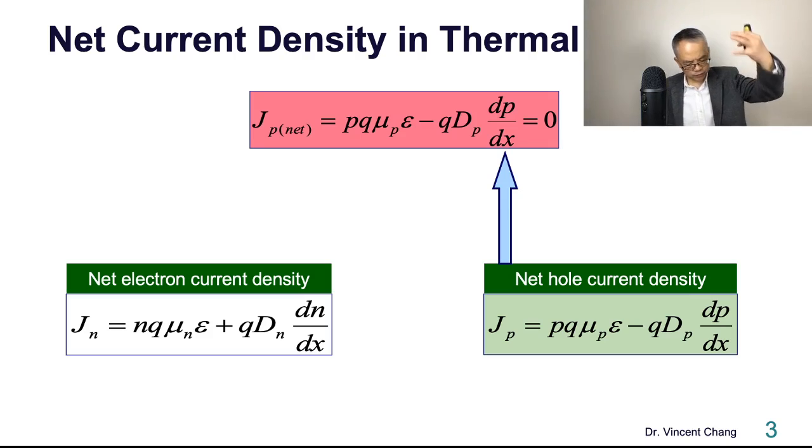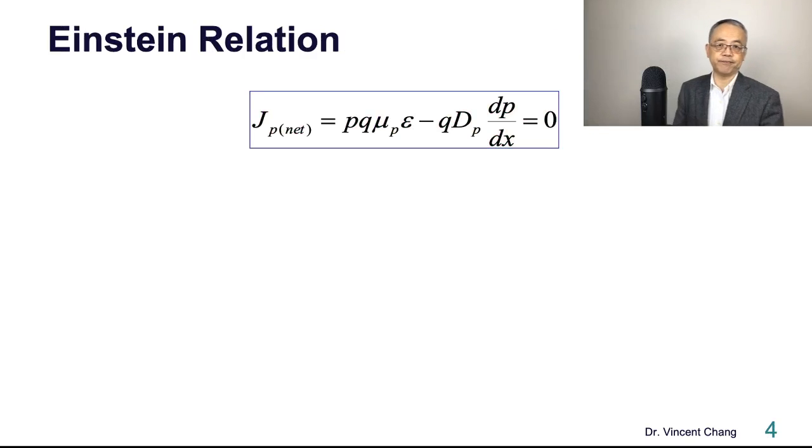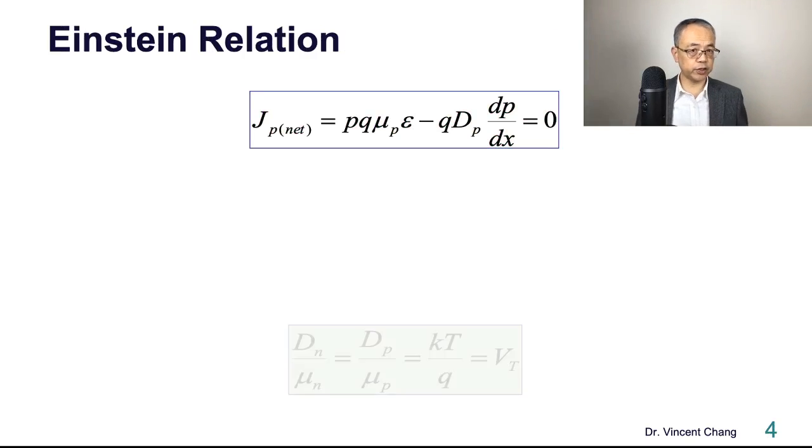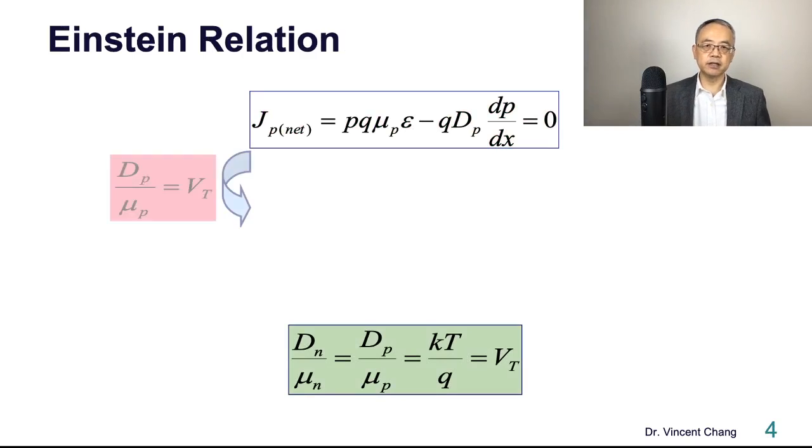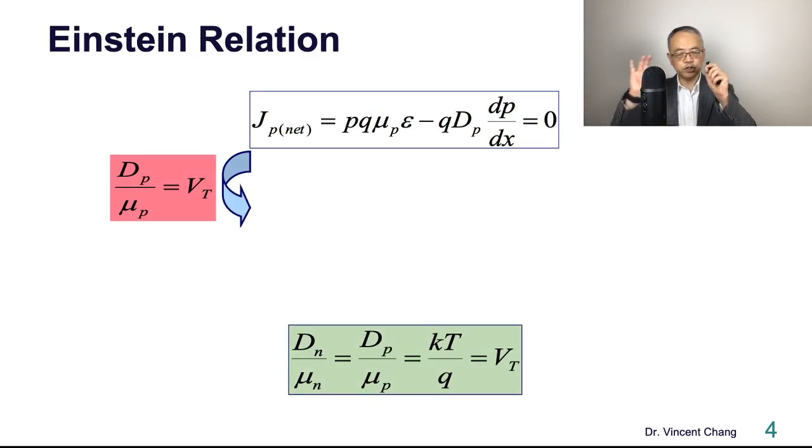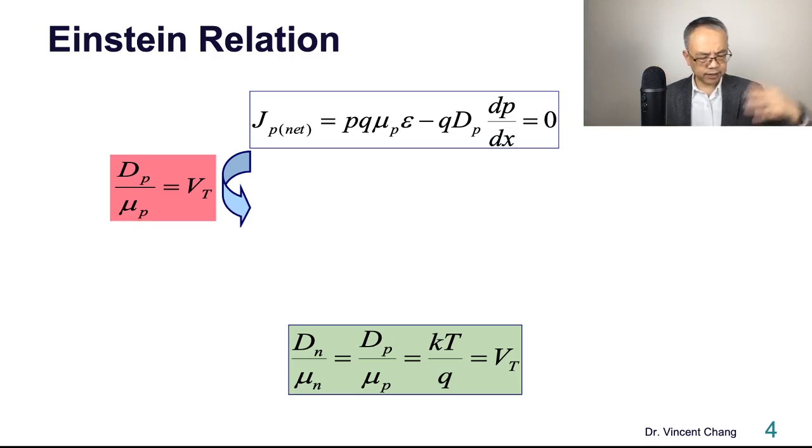The diffusion is caused by concentration differences, or the concentration gradient. So when net current is zero, then we can find out the relationship. We can solve the electric field. And let's take what we learned before.